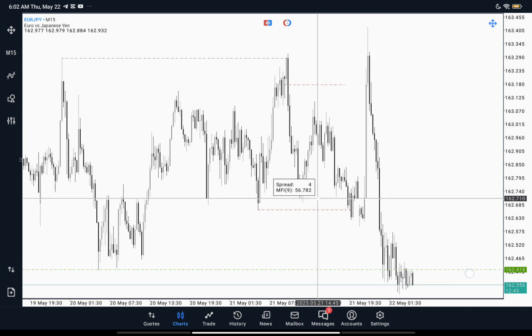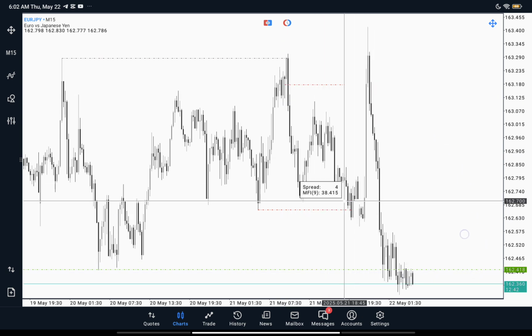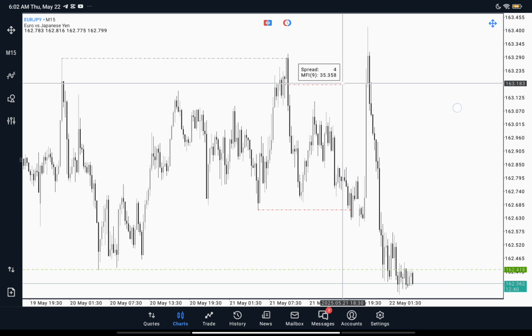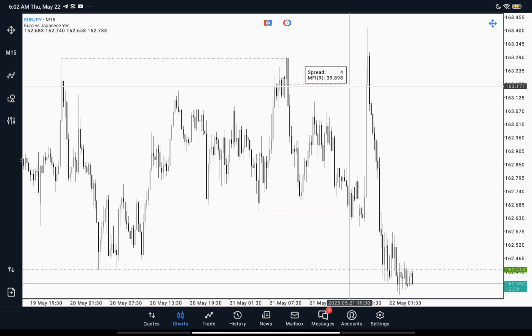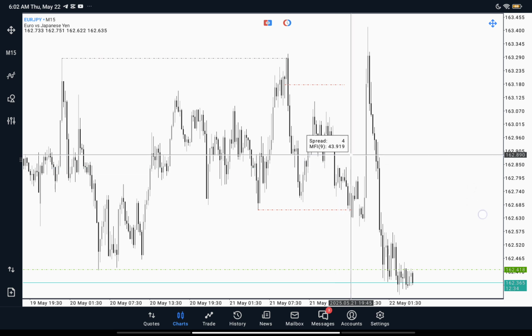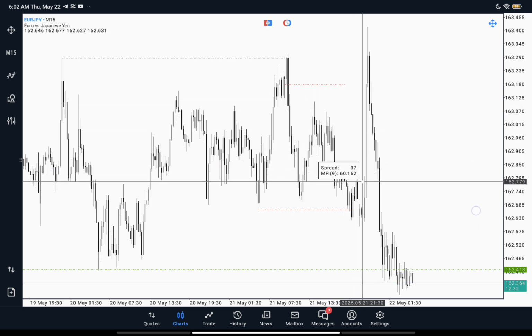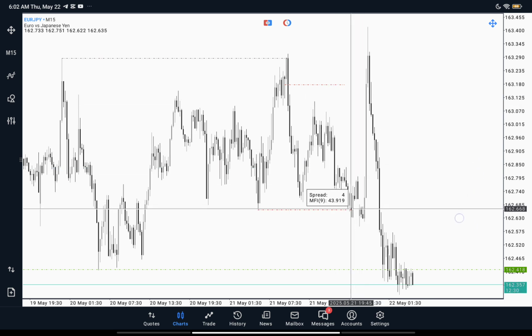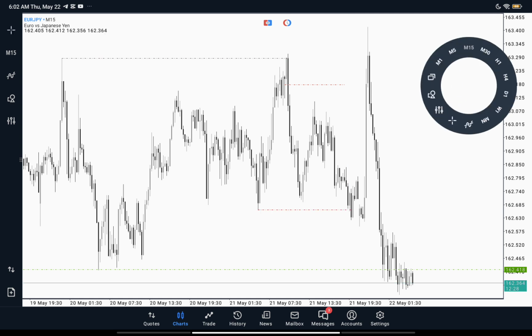So this low right here becomes our first target, where we are going to be taking partials or breaking even. That break even is very, very important. After you break even, if you want to take partials, maybe the profit is enough, you can take partials or take full profit. You understand?